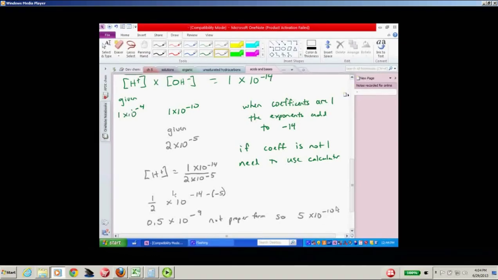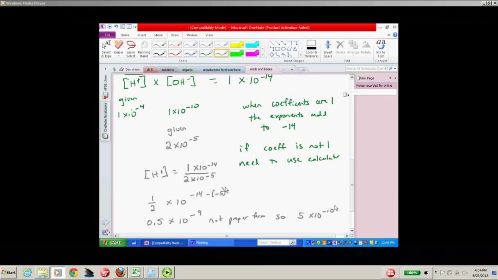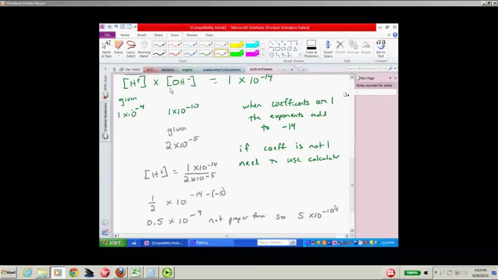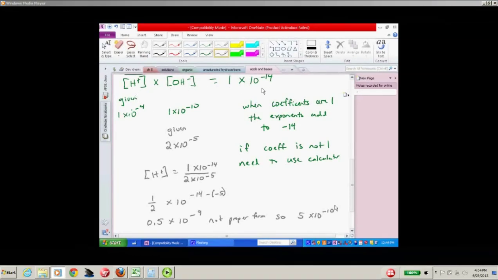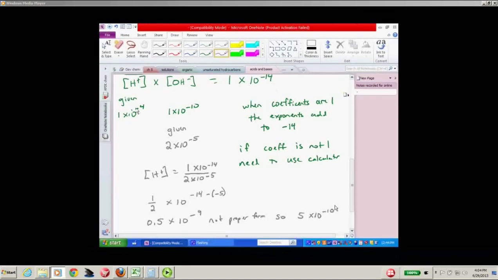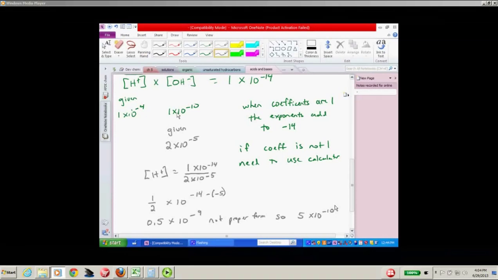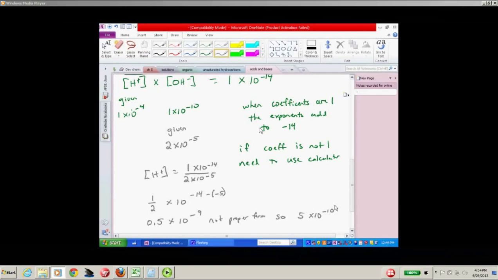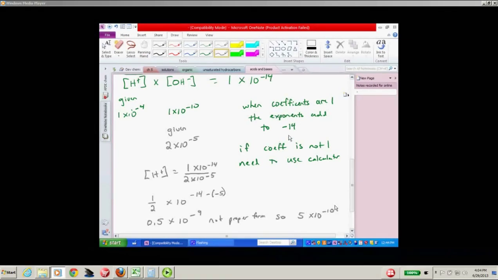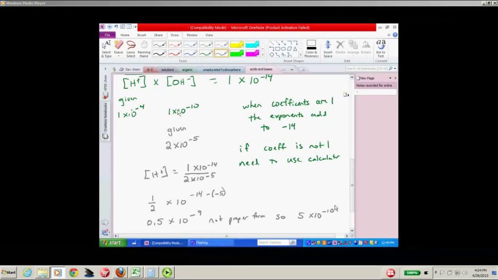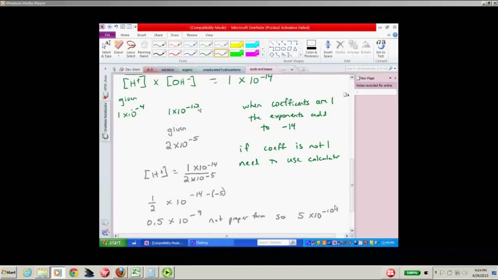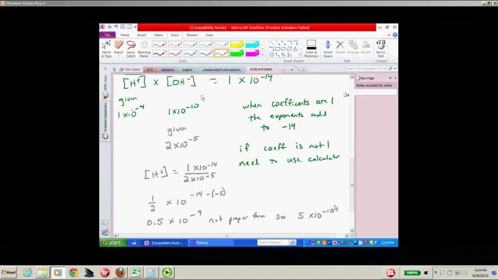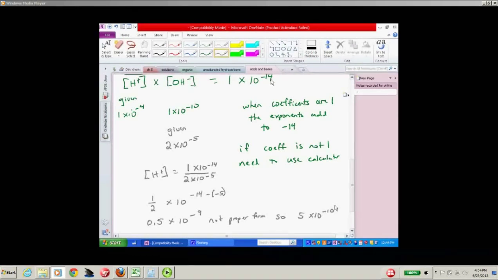So, when we have H plus times OH minus, it is always equal to 1 times 10 to the minus 14. So if you are given 1 times 10 to the minus 4, and you wanted to solve for your OH minus, when the coefficients are 1, you just have to make sure the exponents add to minus 14. So the missing OH minus is 1 times 10 to the minus 10. So it's 1 times 1 is 1, and minus 4 plus minus 10 is minus 14.